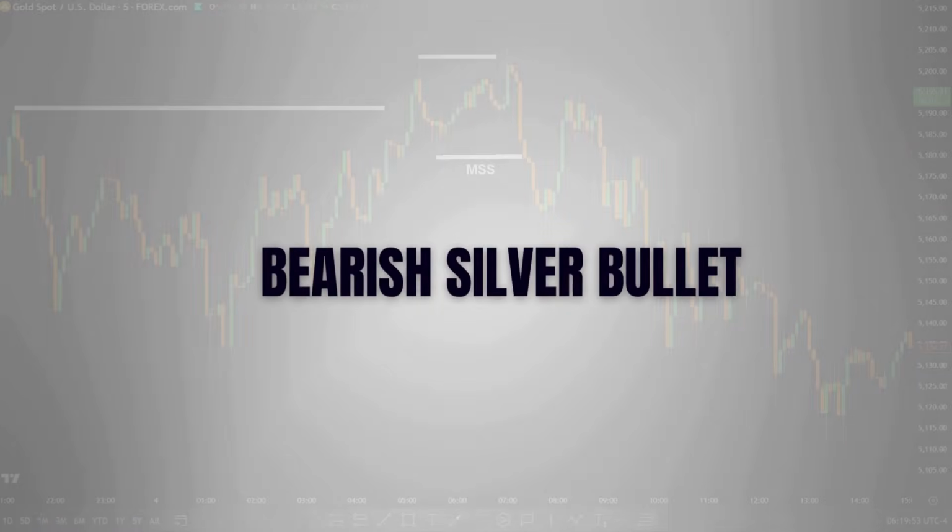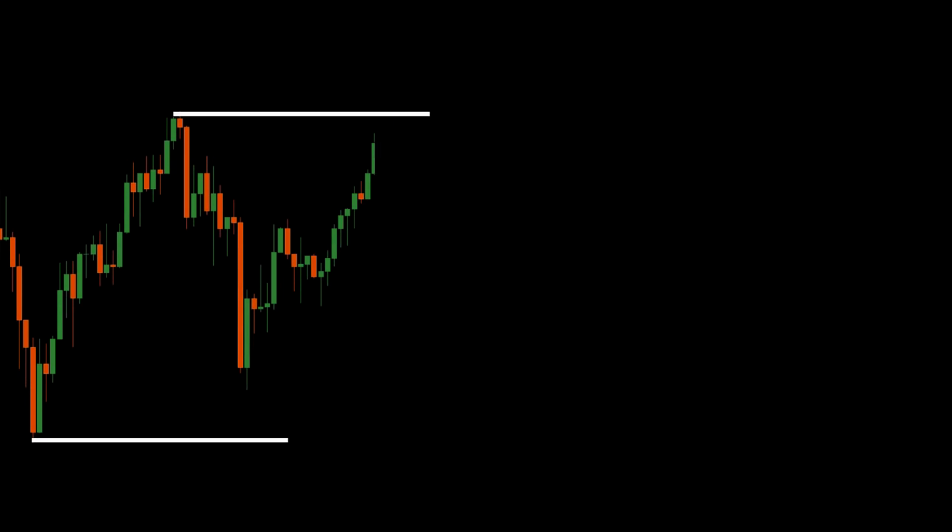Bearish silver bullet. Step by step. Step 1. Wait for price to spike above the day's high during the London or New York session, and then quickly return inside the range. That spike is the liquidity sweep. Price went up, grabbed all those buy-side orders above that key level, and rejected.